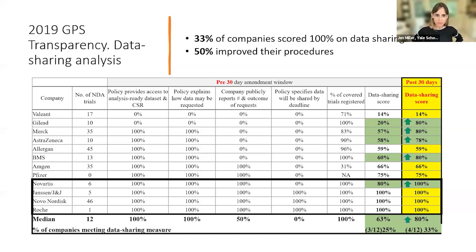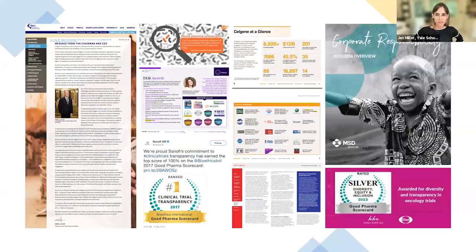Next slide. And we think that the Good Pharma Scorecard might be a good vehicle to do this because it has widespread adoption by large pharma companies. And here you can just see a few of the annual reports and CEO letters and communications by companies sort of highlighting when they score well on measures.